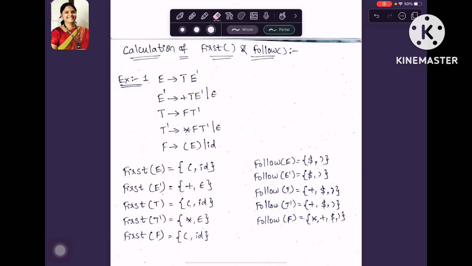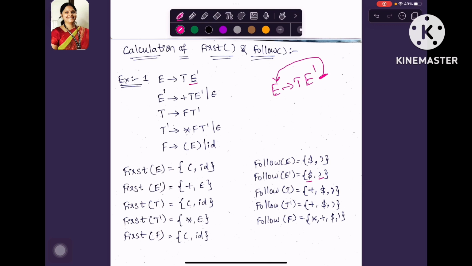For follow of E dash, we have to find out where E dash is present in the right hand side of the productions. Here we found E dash. So the production is E produces T E dash. After E dash, we don't have anything. It is empty. So if we don't find anything after E dash, the follow of E dash will be the follow of E only. So the same content of follow of E will be placed in the follow of E dash also, that is dollar and closed brace. Next we will calculate follow of T.